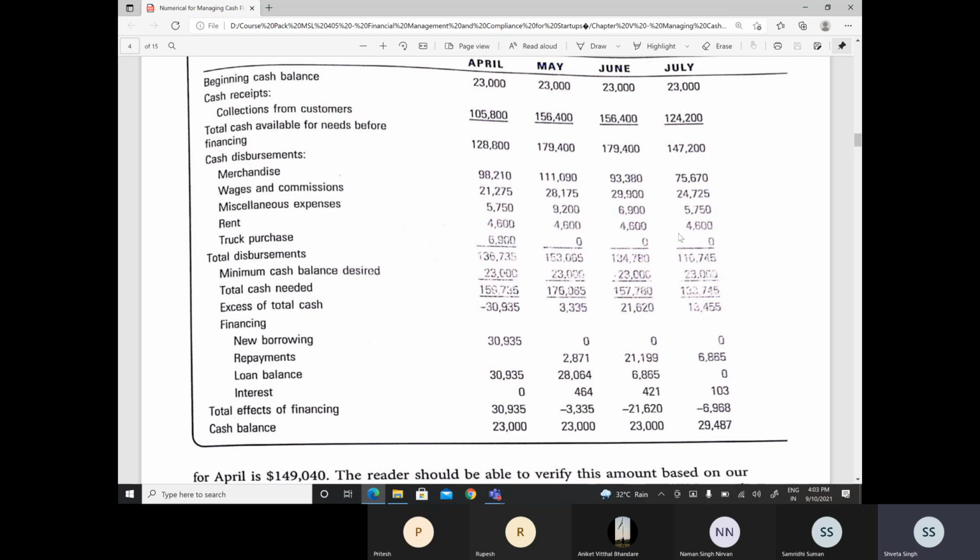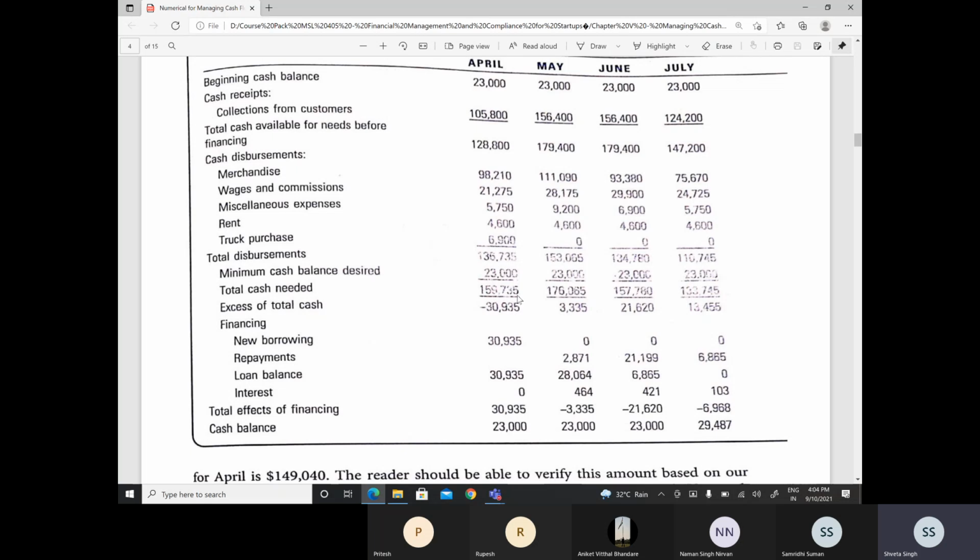So we have mentioned that. Then there is a truck that the company has purchased in April. So naturally cash has gone out for this. So it's 6,900 in April and 0 for the other months. So we look at all of the expenses, and this is all. So the total disbursements that come out are 36,735. To this, we add the minimum cash balance that is desired, or that should be there in the company, and we get the total cash that we need at 159,735. So basically, it's very simple.